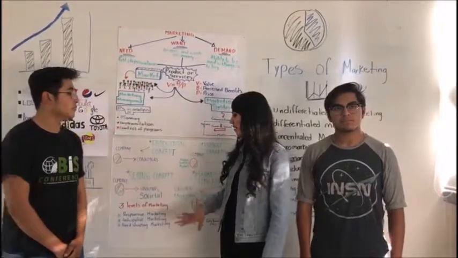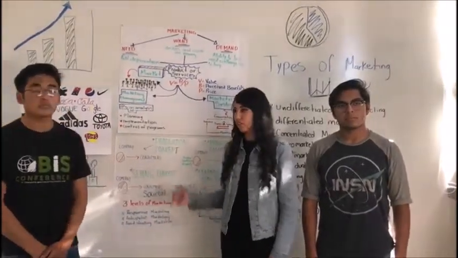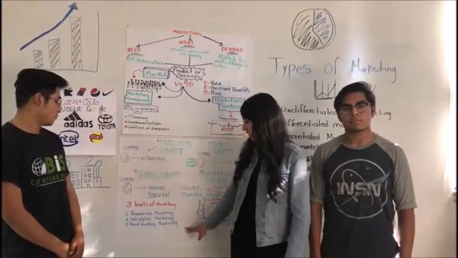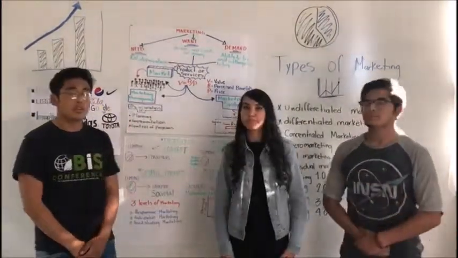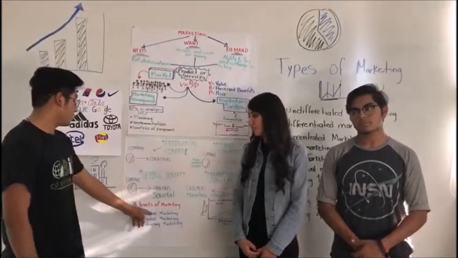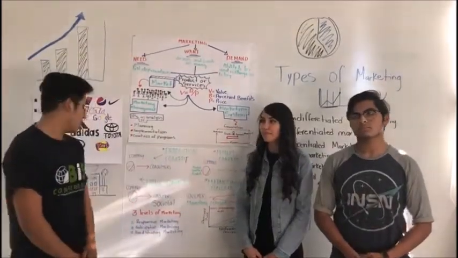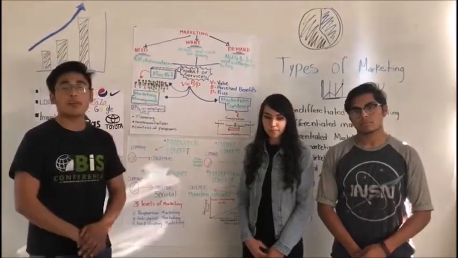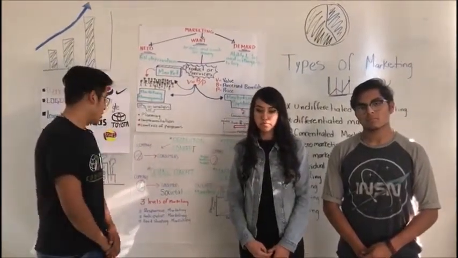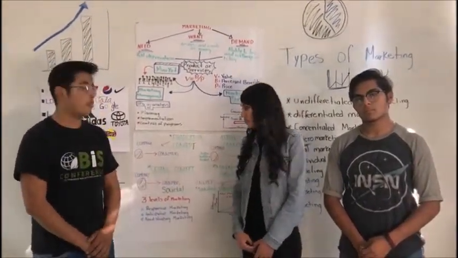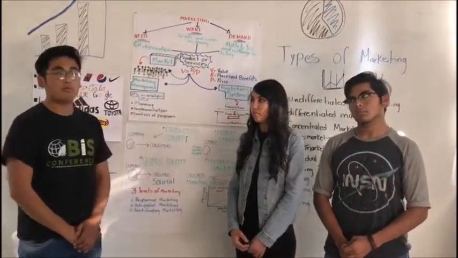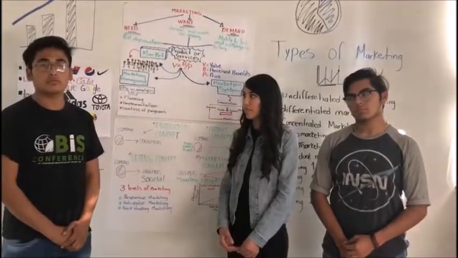Next, we have three levels of marketing: responsive marketing, anticipatory marketing, and need-shaping marketing. So the first is responsive marketing. What is that? Responsive marketing is finding the demand of the consumer. For example, my mother washed the dishes, so the washing machine was created.